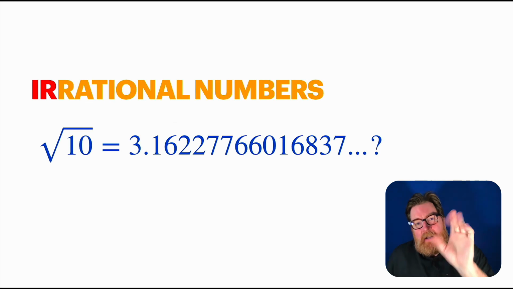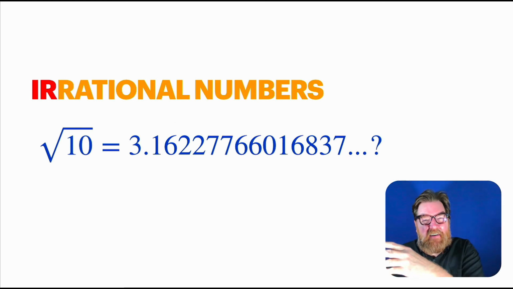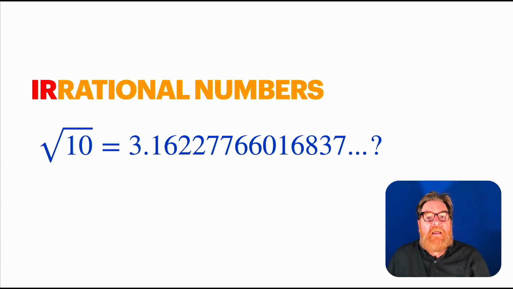Oh, wait a minute. I do need to tell you this. Even though they're so weird, like they go on forever and you never know what's coming, there's still an exact spot on the number line, right around 3. You can see it in the number, just a little bit to the right of 3. That's where square root of 10, this number, that's where it lives.